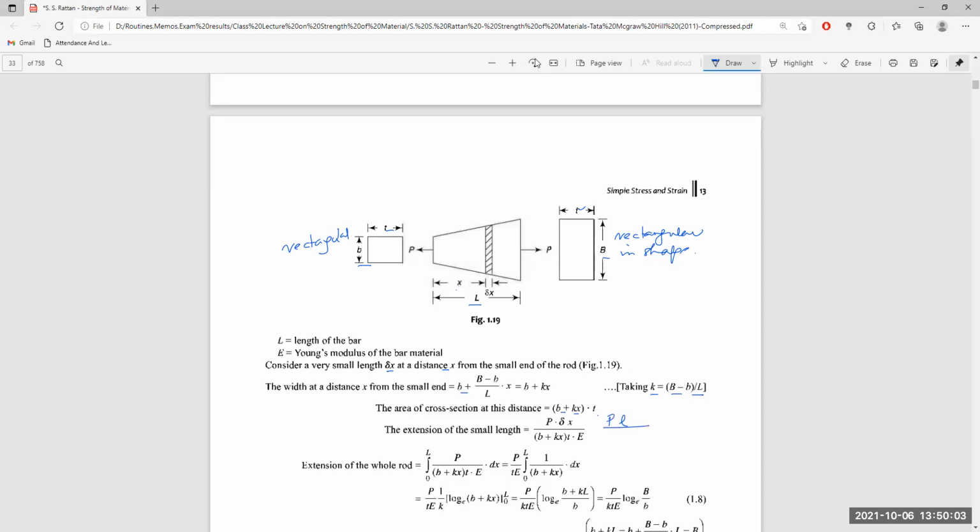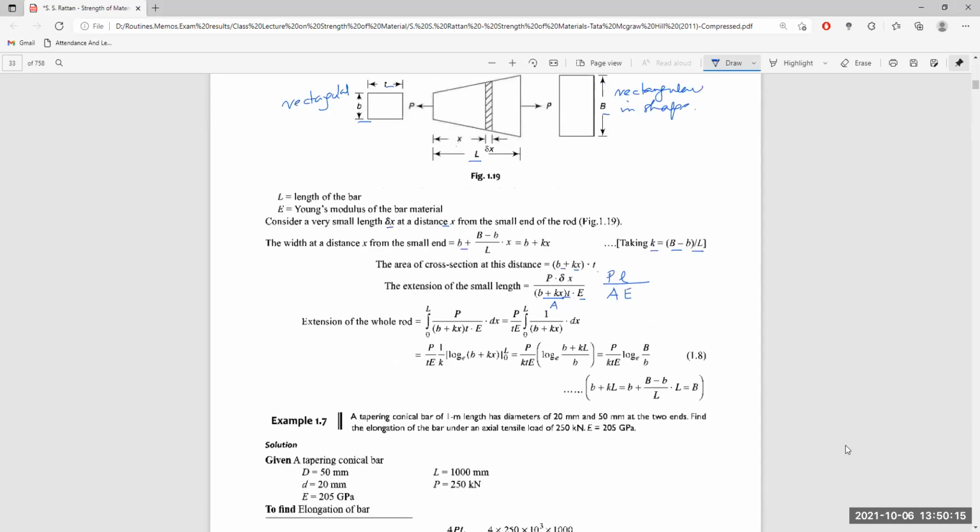L is equal to delta x and a into e, that is, a is given by the full length, and e is also given. So the extension of the whole rod will be given like this: the integral from 0 to L of T divided by (T plus kx) into T divided by E.